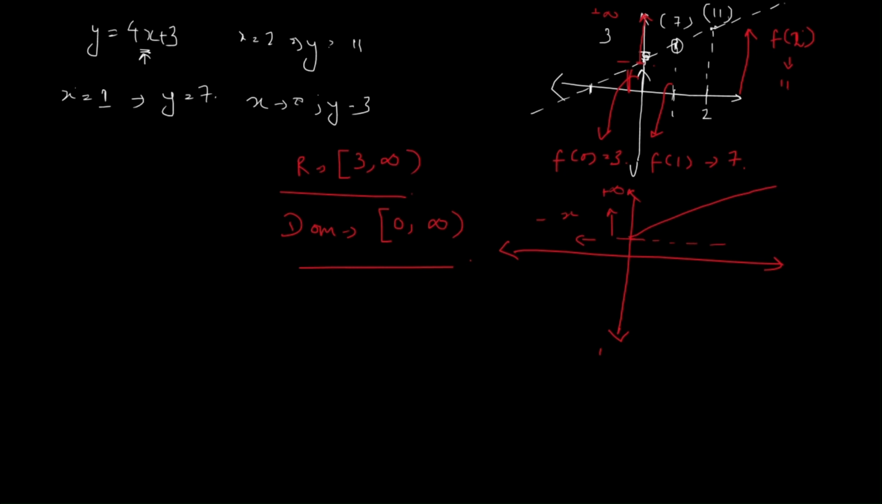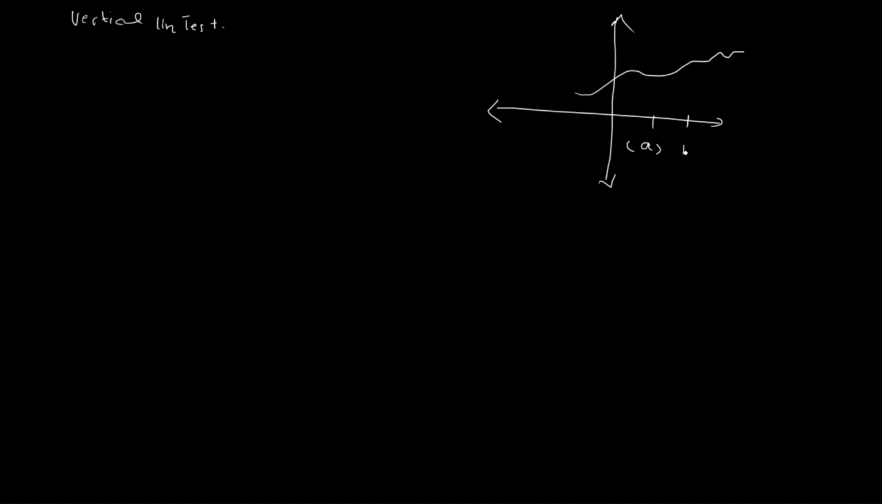Now let's cover our third and last topic of this video, the vertical line test. Now a graph or a curve is a function when each point, like say this is a random function, each point here, a, b, has one and only one unique value, f of a, f of b. See, this is a vertical line, and it has only one value in here.